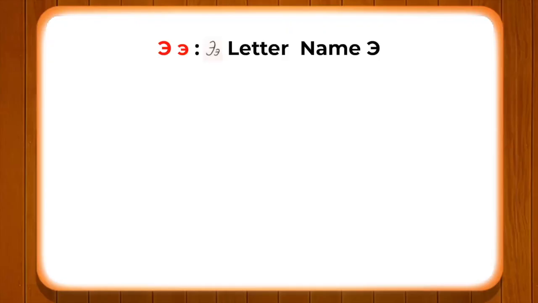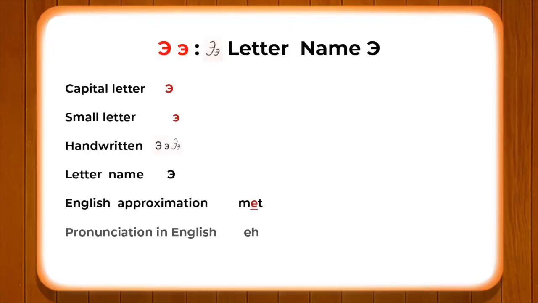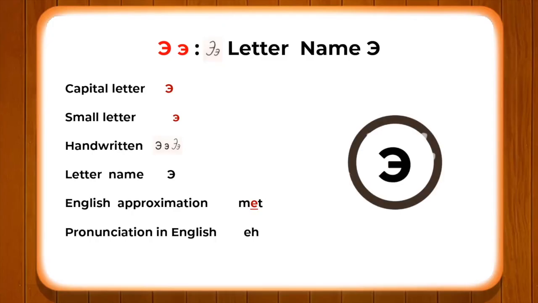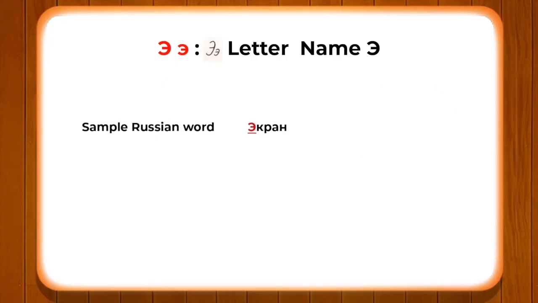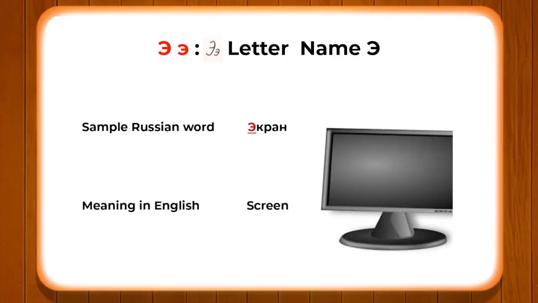Alright, now we will go ahead and look at the new letter. The letter's name is A, and with the help of an English approximation word, A in met. A sample Russian word which we have used so that you understand it properly is ekran, which means screen.